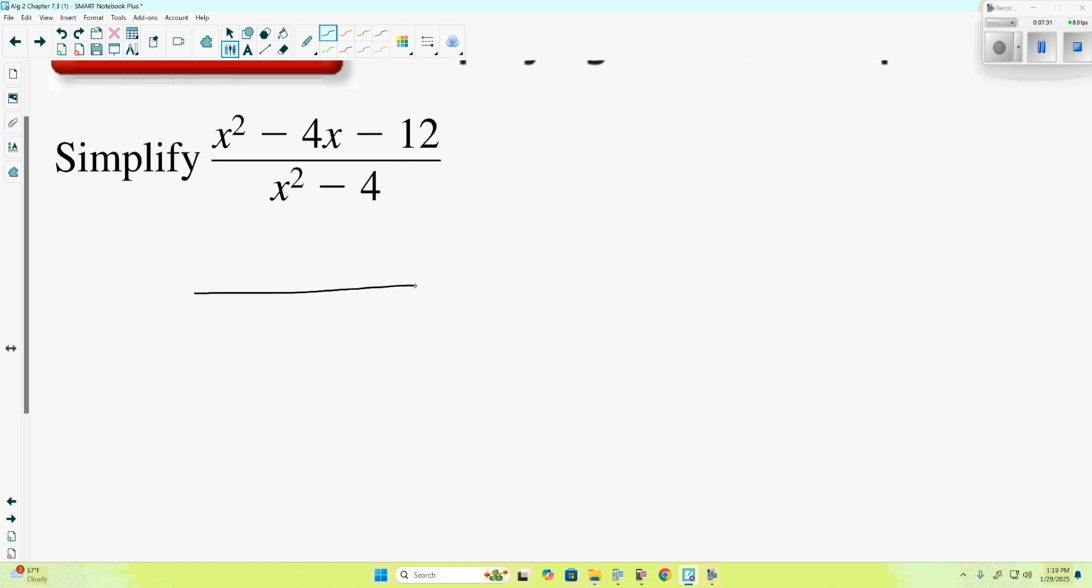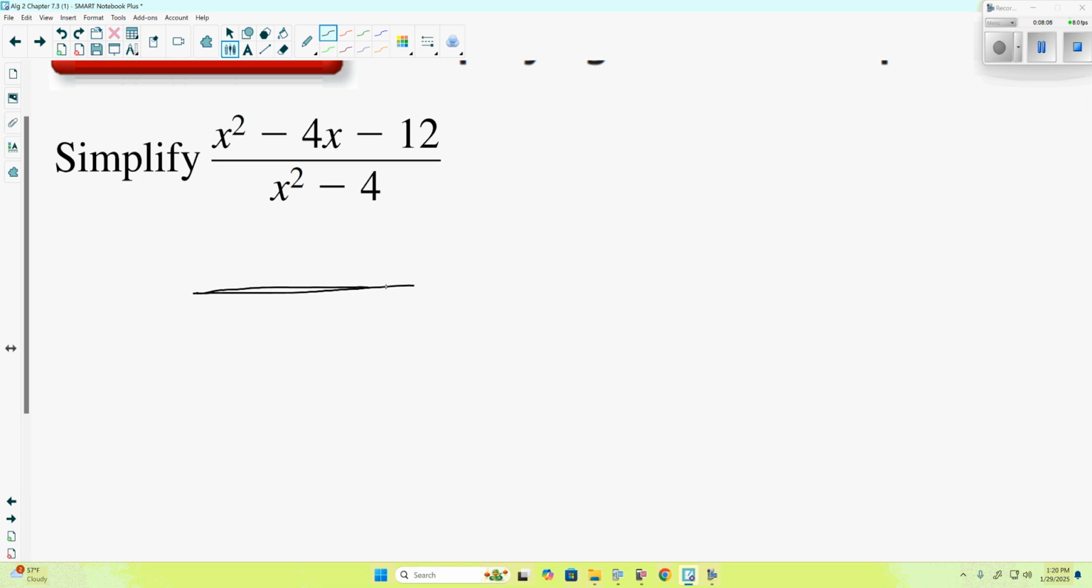Are these factored? So it is tempting to cross out the x squared and x squared. And we could if the x squared and negative 4 on bottom were being multiplied. Here, they're being subtracted. So we can't just cross out x squared and be done. Because on top we have x squared minus 4x minus 12. That is one term. They're all stuck together. On bottom, x squared minus 4, those are stuck together. So we have to factor.